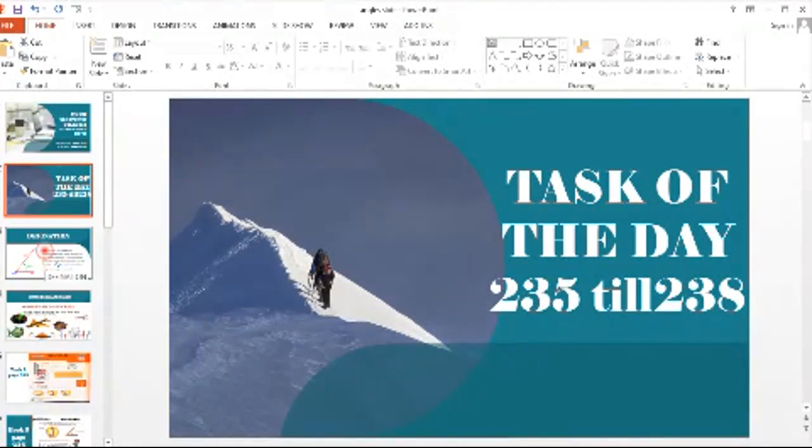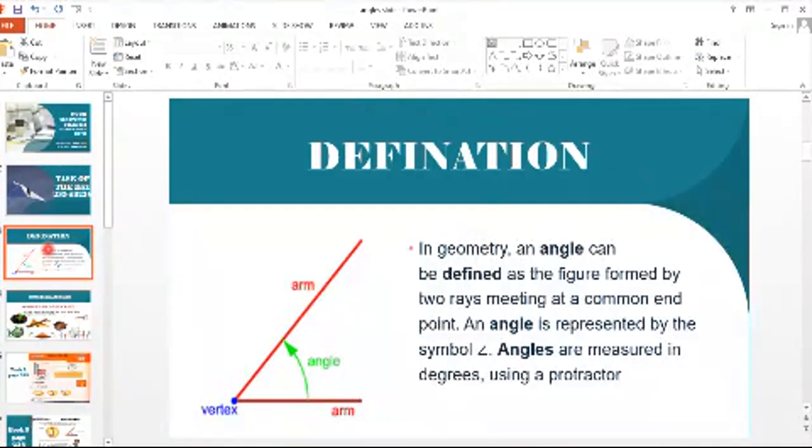As we always do, whenever we start any topic, we first understand its meaning. So, what is the basic definition of angles? This definition is a bit tricky, but I will read it for you because it points out a few very important things. An angle can be defined as a figure, figure means a diagram, formed by two rays meeting at a common end. An angle is represented by this symbol. Whenever you see this sign, it means they are telling you about angles. Angles are measured in degrees using a protractor. Yes, protractors are the special tools we use to measure angles.